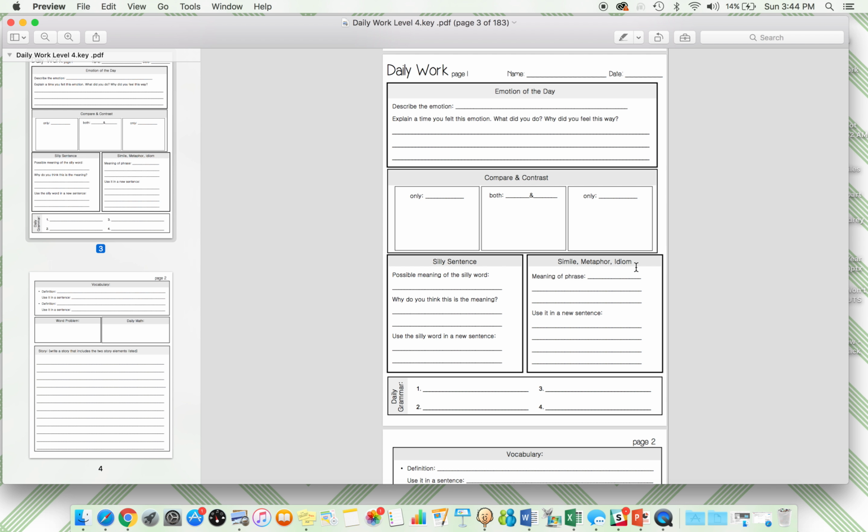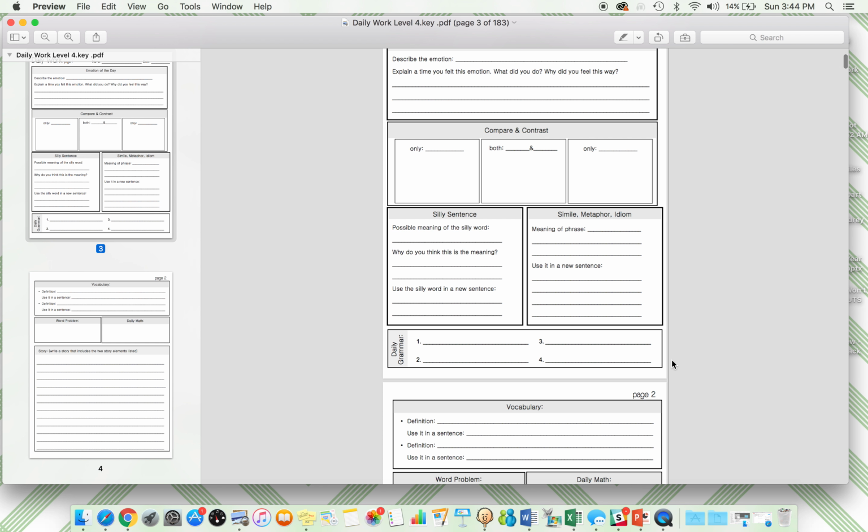Then there'll be a simile, a metaphor, an idiom. They have to explain the meaning and then use it in a new sentence. So again, taking it that one step farther. This is level 4. So we're really looking at making these skills harder, looking at generalization, looking at applied use, and really kind of upping the ante with all of the skills we've previously been working on.